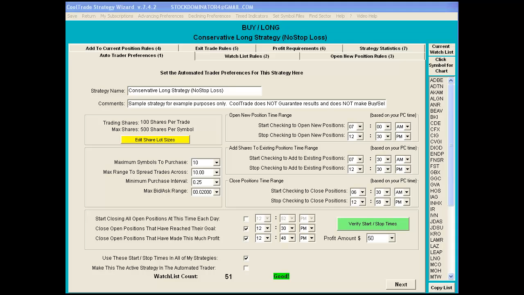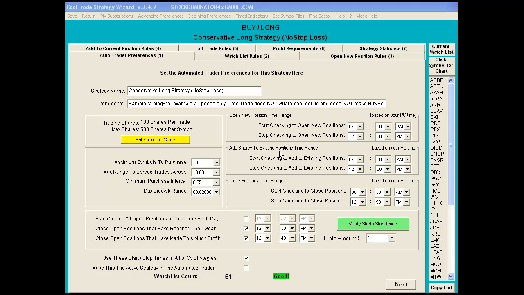So, currently we're looking at tab 1, which is the preferences tab of the auto trader, and this is where you set the number of shares you trade, the number of symbols your auto trader will purchase at any given time. So here it's set at 10. It's only gonna hold 10 different positions as far as this strategy is concerned.